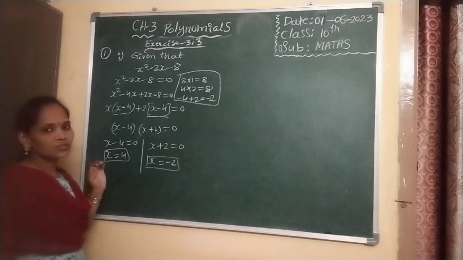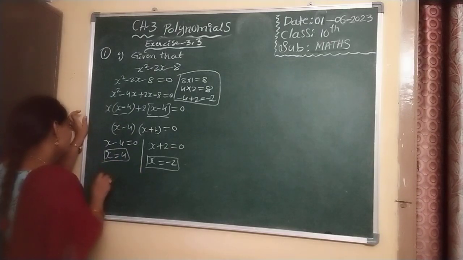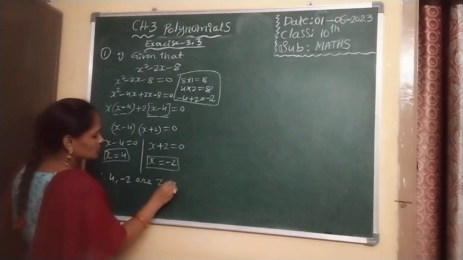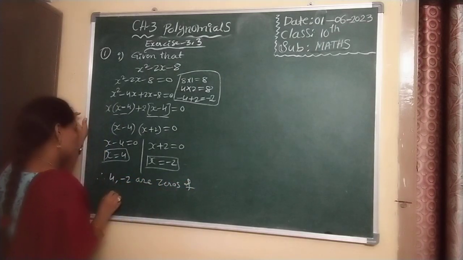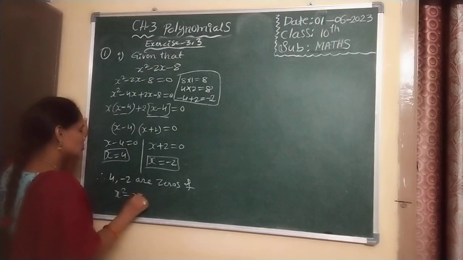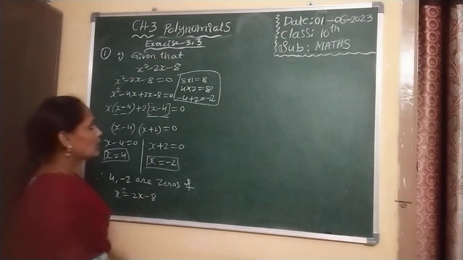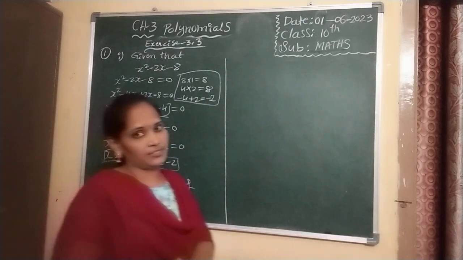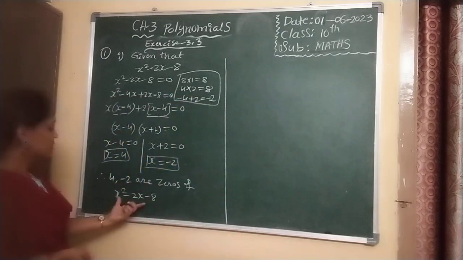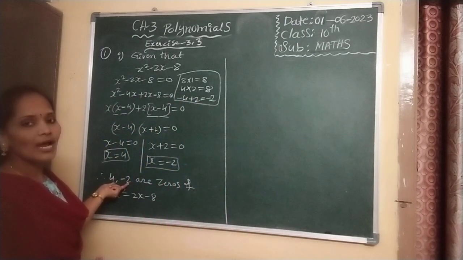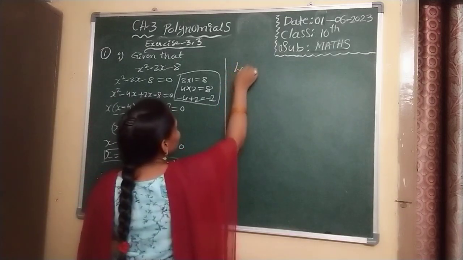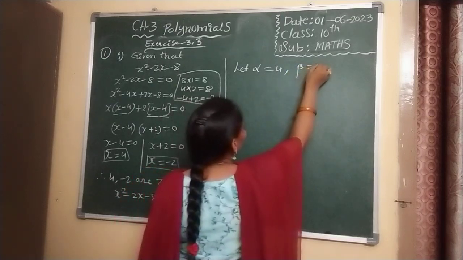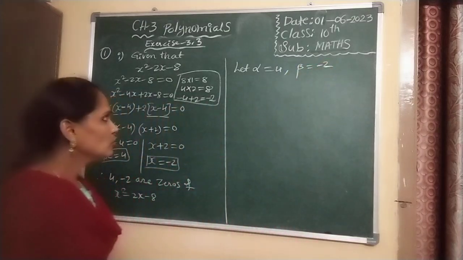Here, what are the zeros? 4 and minus 2 are the zeros. Therefore, 4 comma minus 2 are zeros of x square minus 2x minus 8. Okay. Now, we should verify the relationship between zeros and coefficients. Let us take these two zeros as alpha and beta. Let alpha is equal to 4, beta is equal to minus 2. Okay. Now, these are the zeros.